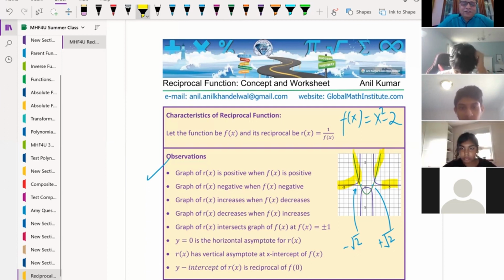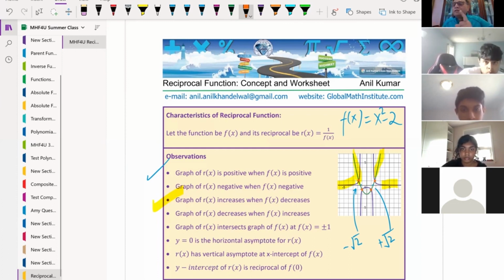Correct. Continue. So graph of R of x intersects the graph of f of x at f of x equals plus or minus 1. So these are the invariant points, right, sir? Do you see those 4 of them? Clear to everyone? At plus and minus 1, we will have an invariant point common to both the function and its reciprocal. So if I give you the function and tell you to draw the reciprocal, the first thing you will do is mark those points which I have marked in orange. They're at plus and minus 1, correct? Does it make sense to you? Simple as that.